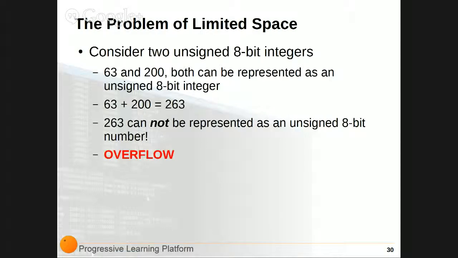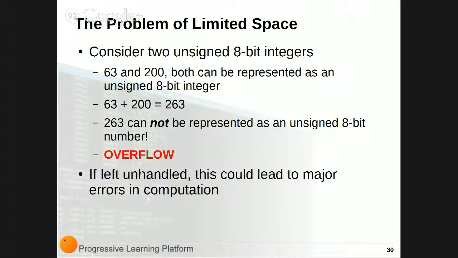All right. So, like I said before, you have 8 bits, 63, 200. You add them together, you have 263. It cannot be represented by an 8-bit unsigned integer. That's an overflow. Well, that's an exception, not error. But if left unhandled in some program, what do you think will happen?